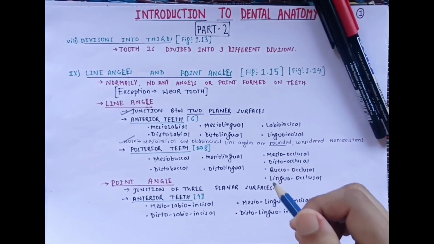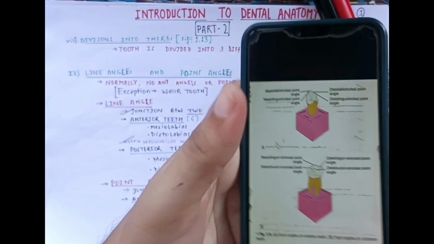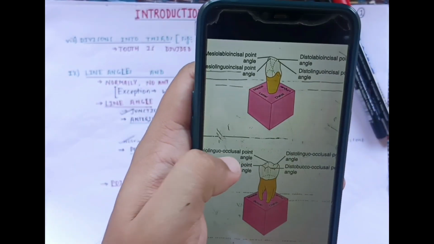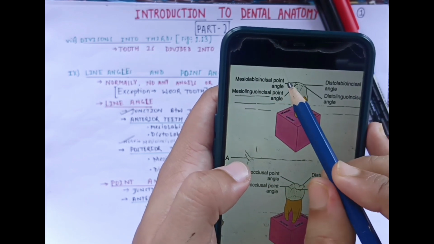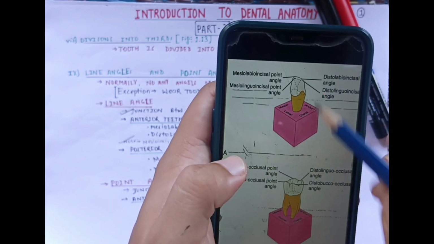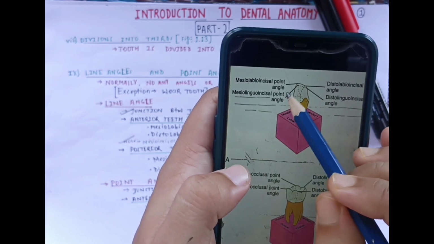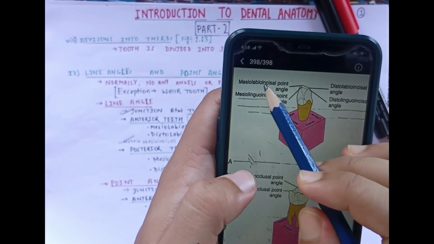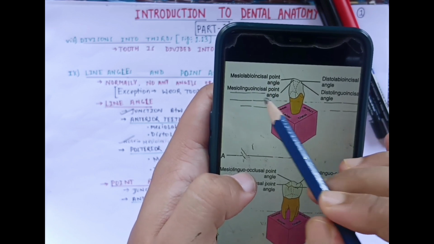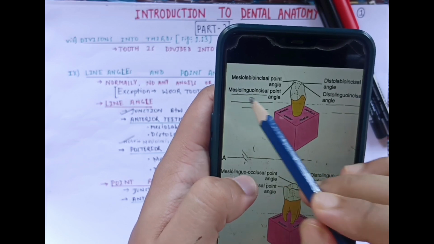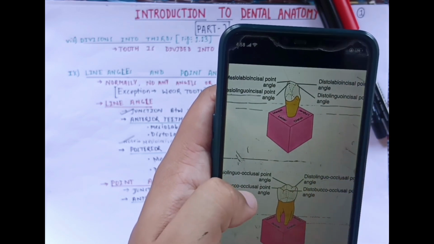Now when we go to the point angle, I will show you on this picture, so it will be clear. In the mesiolabioincisal point angle, the mesial side, labial side and incisal side meet at a point. Similarly, the mesiolinguoincisal point angle is just behind it, where the mesial side, lingual side and incisal side meet. Similarly for the distolabial and distolingual it is easy to understand.